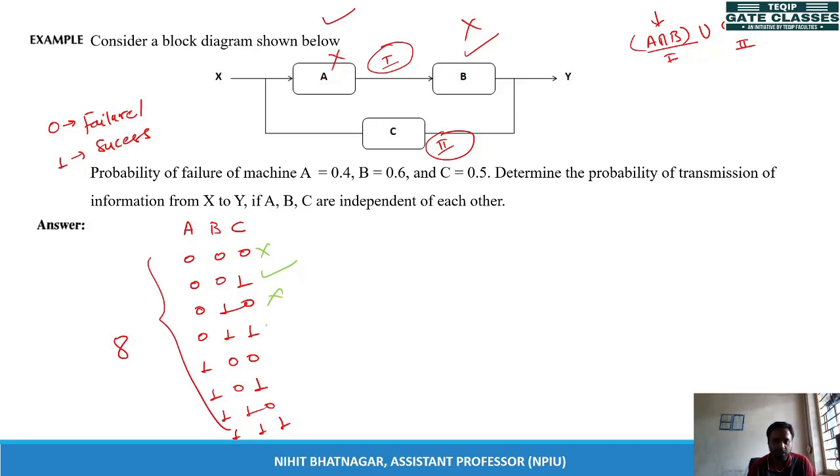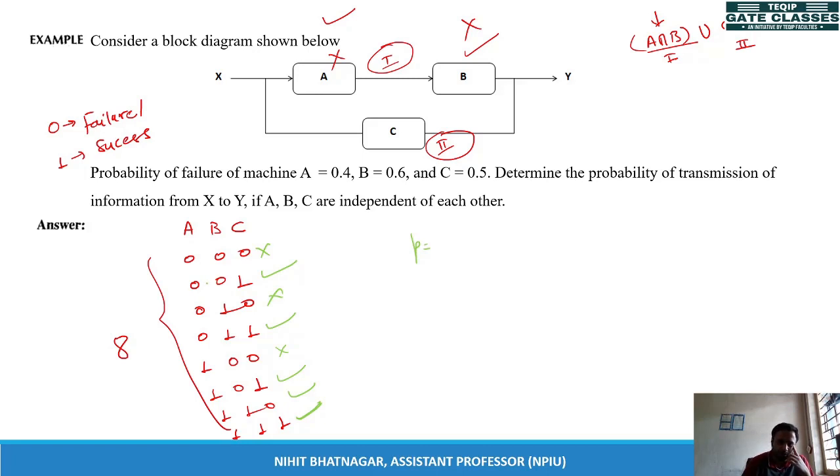So you can say, okay, this is the favorable condition. This is not a favorable condition. This is the favorable condition. This is also the favorable condition. It means that A and B both are in working condition, but C is not working. But in this case also, the transmission can take place from X to Y. And in this last case, A, B, and C, all three are in working condition. That's why transmission occurs. So what is the probability of transmission from X to Y? All three are independent.